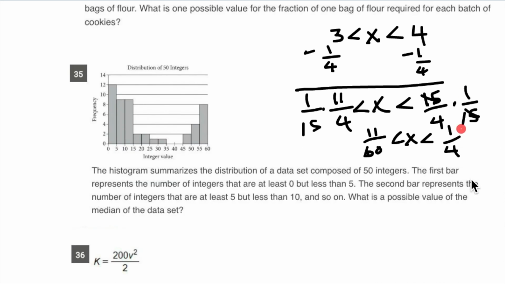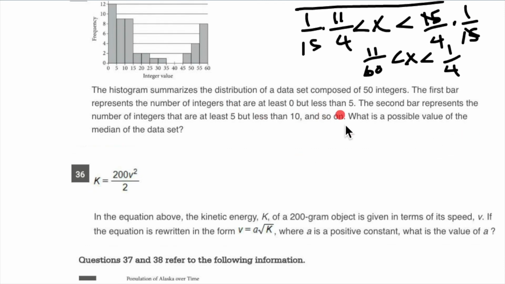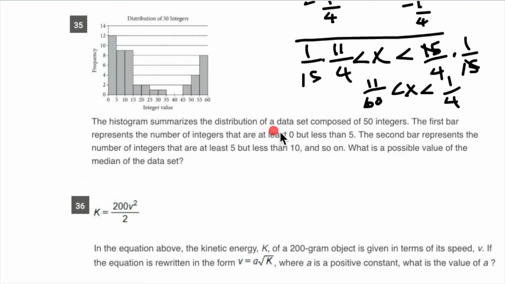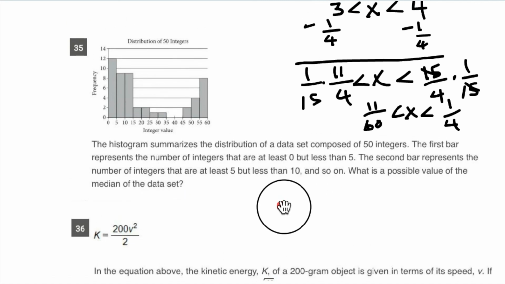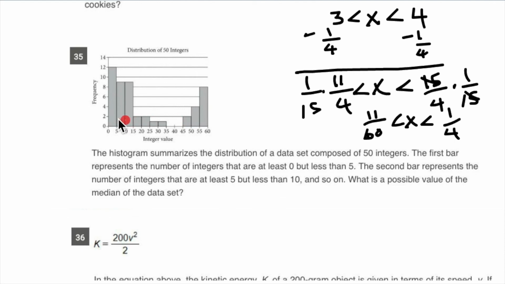Okay, next one, 35. The histogram summarizes the distribution of data of a data set composed of 50 integers. The first bar represents the number of integers that are at least 0 but less than 5. The second bar represents the number of integers that are at least 5 but less than 10. And so on. What's a possible value for the median of the set? So what I did was I figured out how much each of these bars were and figured out what the frequency was. So I went through and I added all these up.